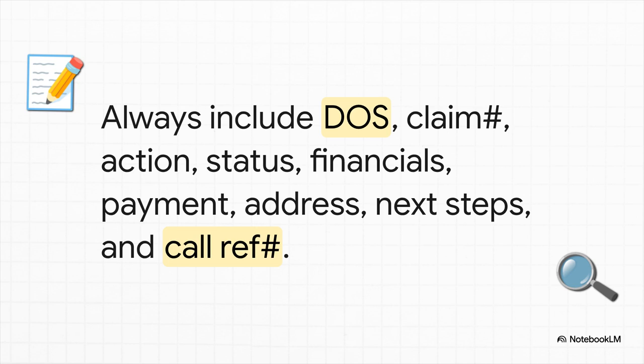You log the date of service and claim number. In your action line, note exactly who you called and the specific rep you spoke with. State the status, break down those financials we talked about, allowed, CO-45, and PR, and list the strict payment parameters we just ran through. Finally, confirm the address, state your next steps, and always get a call reference number. Standardizing your notes this way is what makes you a highly effective AR professional.